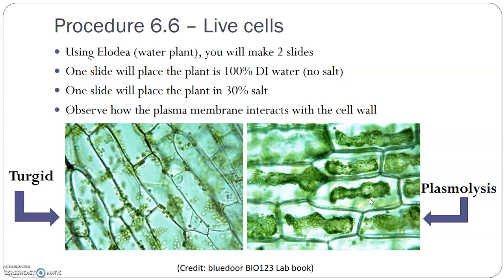So animal cells can't do this, right? Because animals do not have a cell wall. Their cells are much more susceptible to these environments. If you give it pure water, it'll blow up. If you give it salt water, then it'll shrivel up and die.